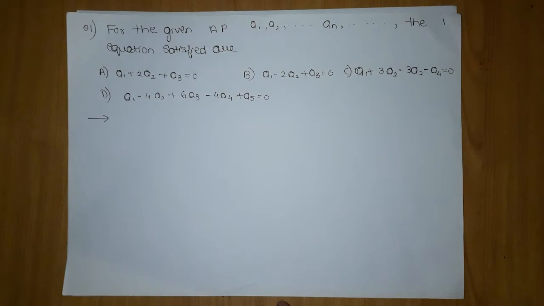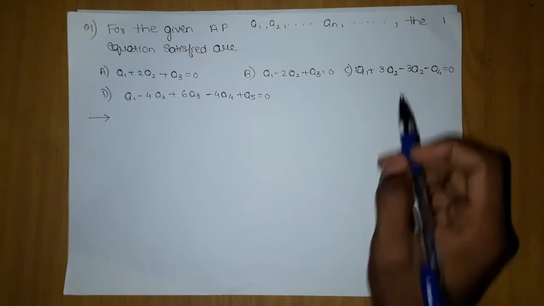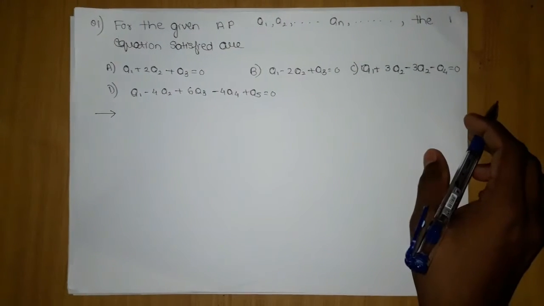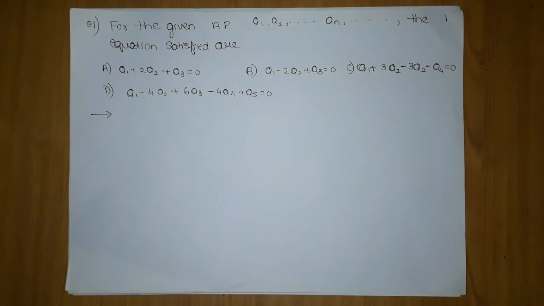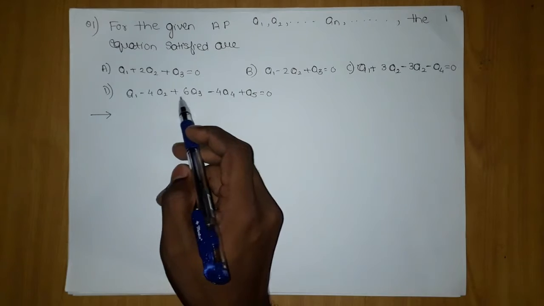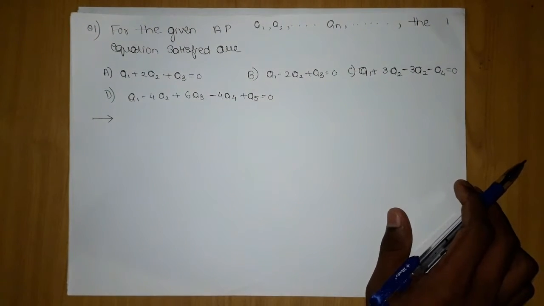Here if I observe the first option, A1 plus 2A2 plus A3 is equal to 0. Then A1 minus 2A2 plus A3 equal to 0, and A1 plus 3A2 minus 3A3 minus A4 equal to 0. Let me check. I have checked and this is correct. And the last option is A1 minus 4A2 plus 6A3 minus 4A4 plus A5 equal to 0.